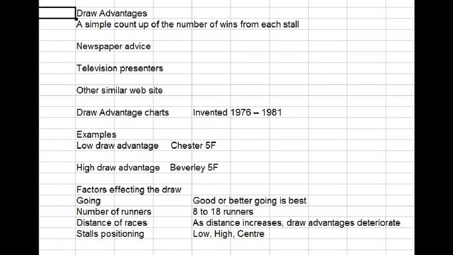In this video we're going to look at how we can assess draw advantages in UK horse races. Now all we need to do to work out if there is a draw advantage or not is do a simple count up of the number of wins from each starting stall in past races. Now that is a very big job, I know, because I've done it regularly for quite a long time.